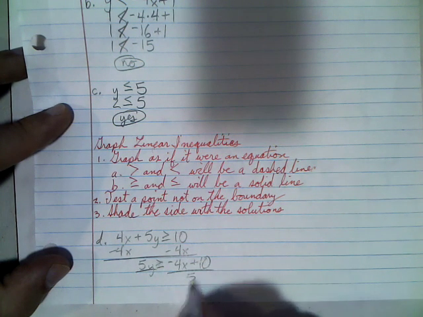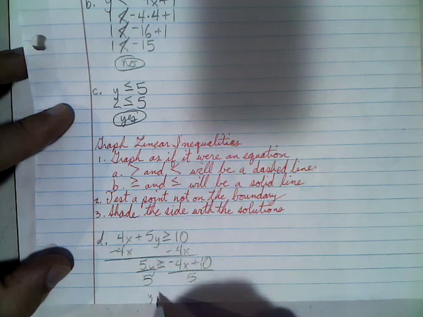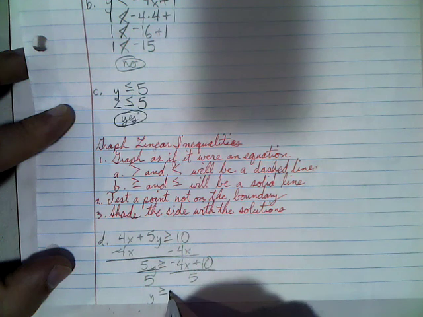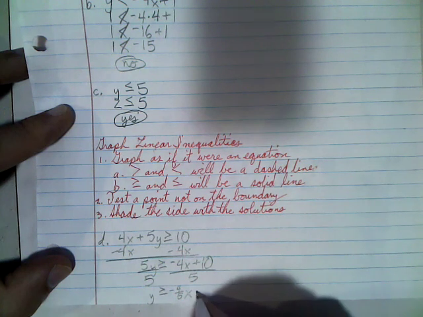Divide both sides by 5. Don't forget that it's the whole side that you're dividing by 5. So then y is greater than or equal to negative 4/5 x. So I'm going to let that x fall off the side of that fraction. Plus, and then 10 divided by 5 would be 2.